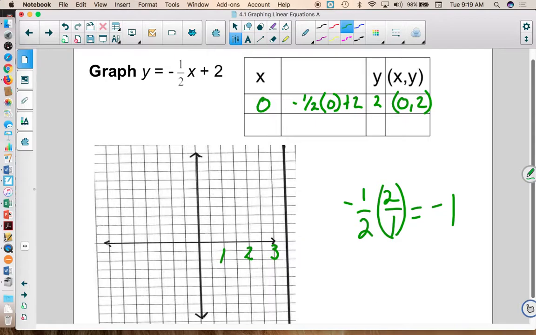Okay? -1 plus 2. So this was 2. -1 plus 2 is 1, correct? So now I have a 2, 1. If you chose the 1, you would have had -1/2 plus 2, and what would you get when you add those together? 1/2. Okay? It's just kind of what you choose to do. So do you have enough that you can graph it with 2 points? Graph it.